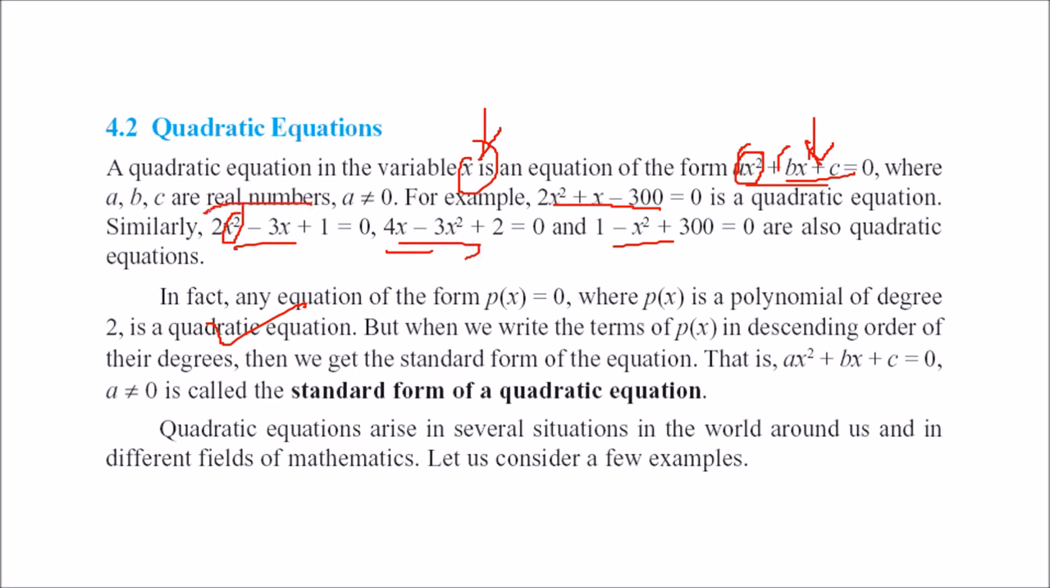This can be written like this, minus 3x square plus 4x plus 2. This can be written as minus x square plus, say, 300 plus 1. Let us make it 301. So we write it in the descending power of x, and this is the standard form of a quadratic equation.